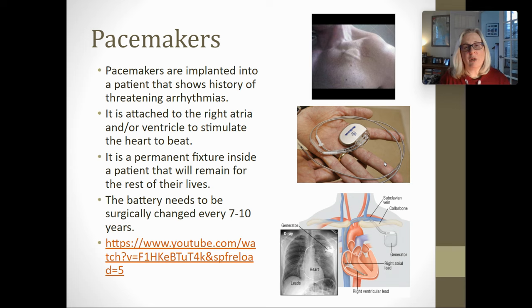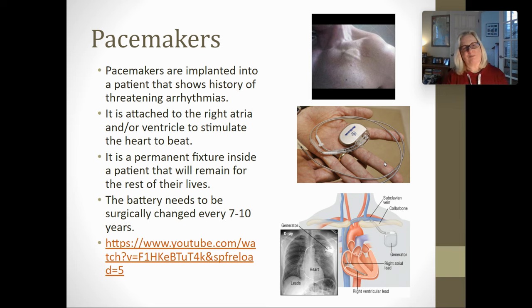If the SA node's not working, they'll place it in the atria. If the atria and ventricle aren't talking to each other, sometimes they'll place them in both, so it knows when it's supposed to fire. And they can set the timer on it. There's a little dial they turn. They can go fast, they can go slow, they can shut it off, they can do all kinds of stuff while it's inside your body.